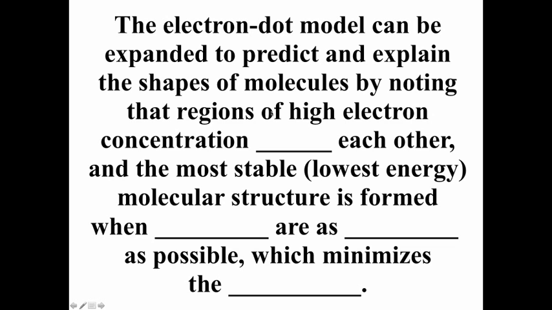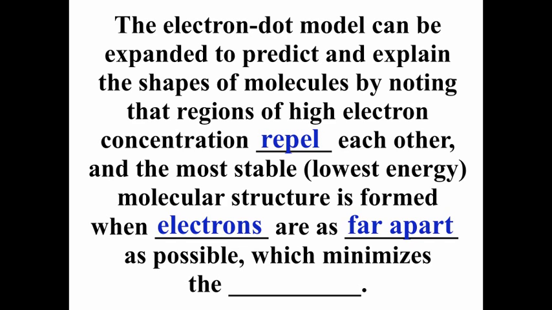And this expansion of the model depends upon noting that where we have electrons, those are negatively charged, and so one group of electrons and another group of electrons are going to repel each other. Regions of high electron concentration repel each other, and we end up having the most stable or lowest energy molecular structure formed when these electron groups are as far apart as possible, and this is going to minimize the repulsions between them.